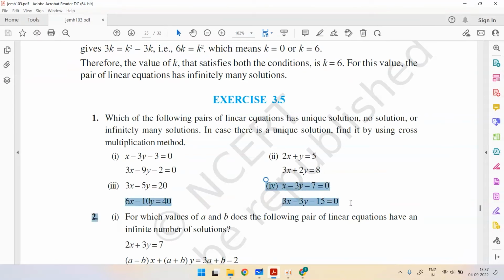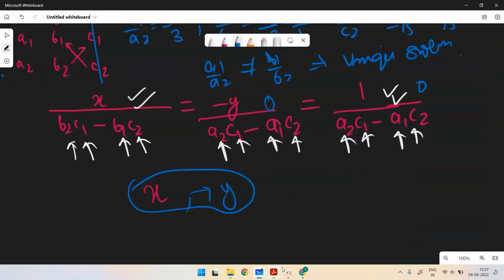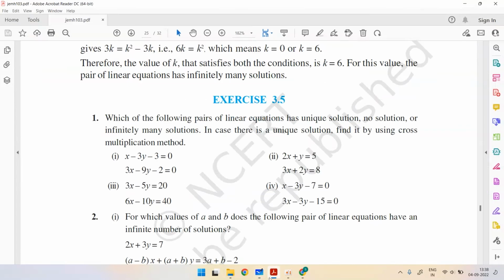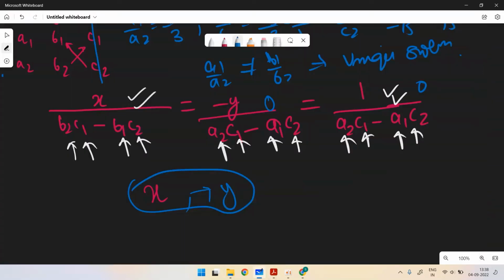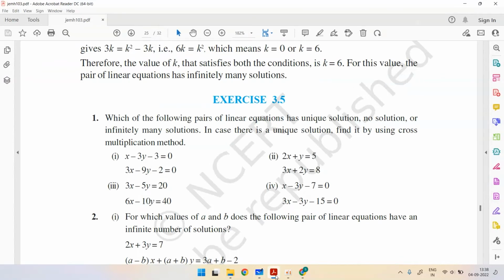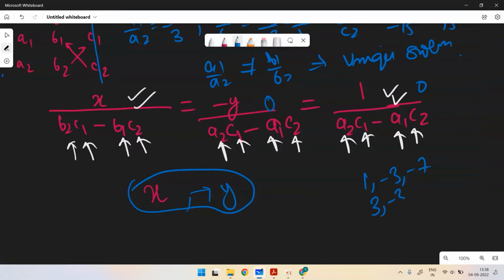Now this is the fourth equation. Which equation am I doing? I know, the fourth equation I was doing. Now let us solve for this only: x minus 3y minus 7, and 3x minus 3y minus 15.